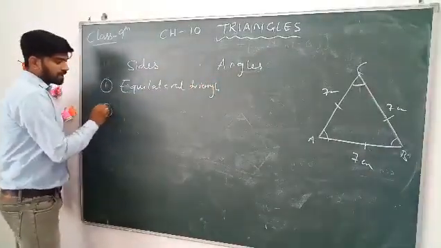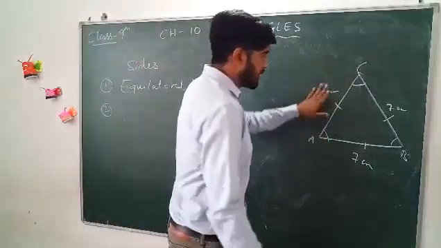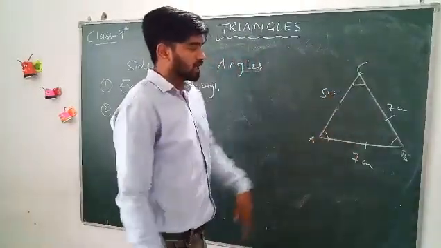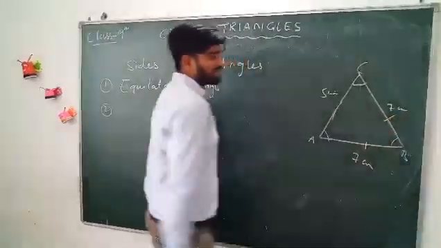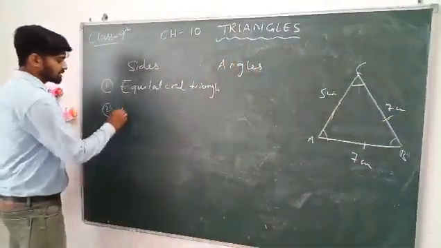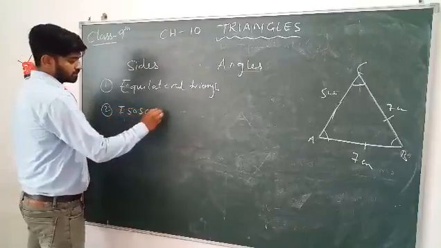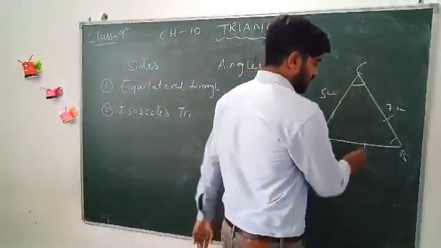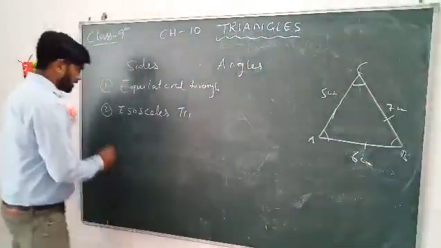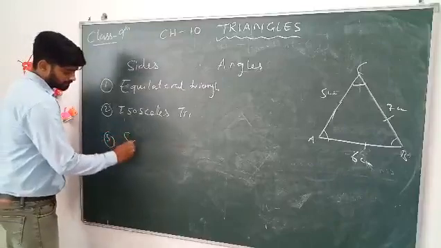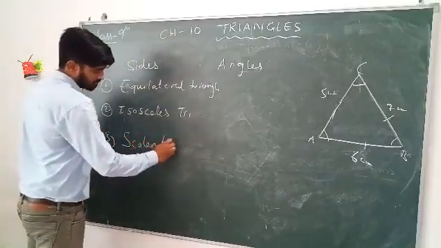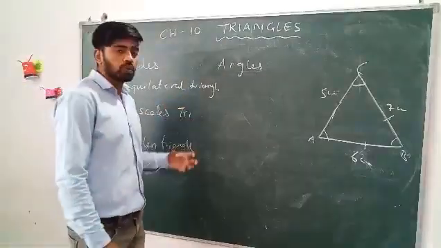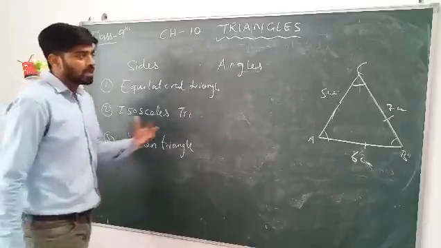Second, if any two sides are equal, and this one is, let's say, 5 centimeter, and both of them are 7 centimeter, and this is not equal but both of them are equal, 7 centimeter, 7, and this one is 5, then we call it an isosceles triangle. And if no sides are equal, all the sides are different, 6 centimeter, then we call it a scalene triangle. So the triangle is divided into 3 categories according to the sides.